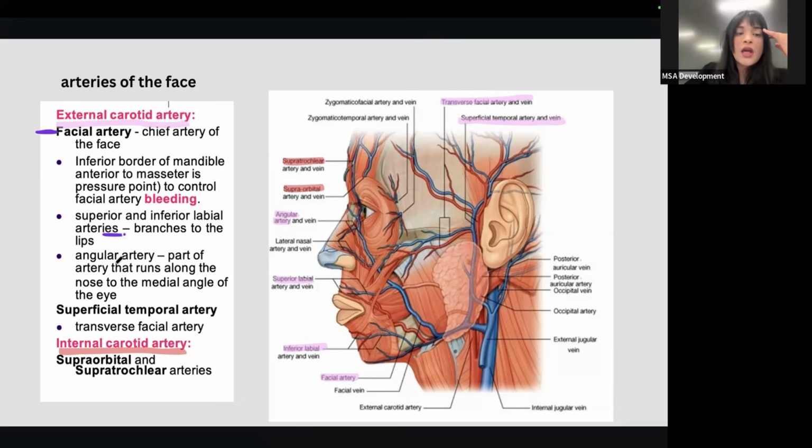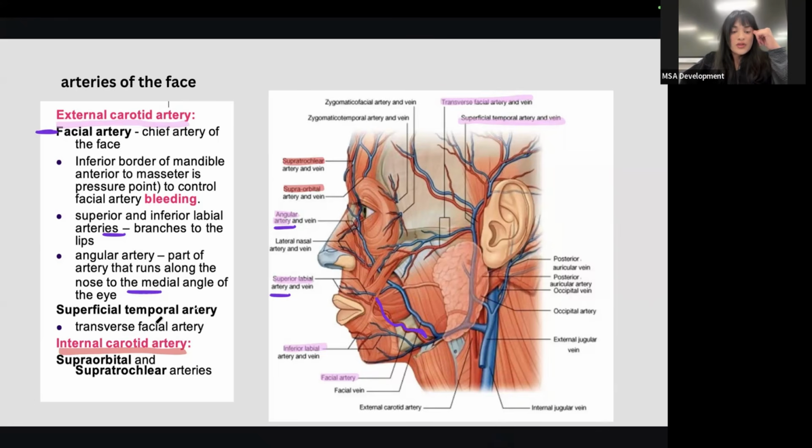Labial is lips. The angular artery is part of the artery that runs along the nose, the medial angle of the eye. Okay, this is very important. If you look over here, this is the facial artery. Where's the facial artery? This is the facial. Yes, this is the facial artery over here. Okay. It's going to give off the superior labial artery, and then it's going to give off the angular artery and the angular vein. Okay, so this is over here.